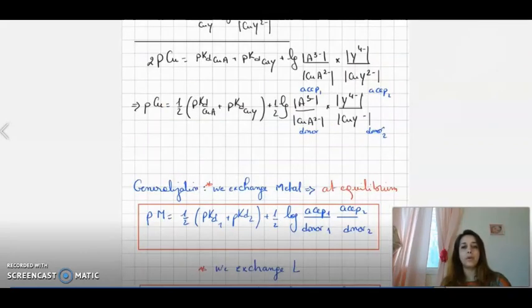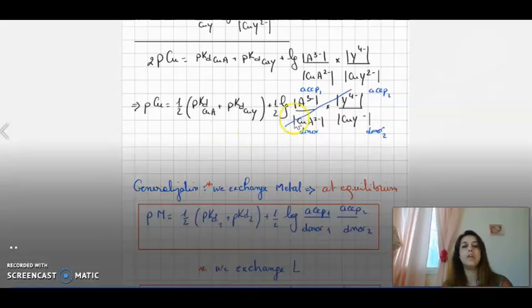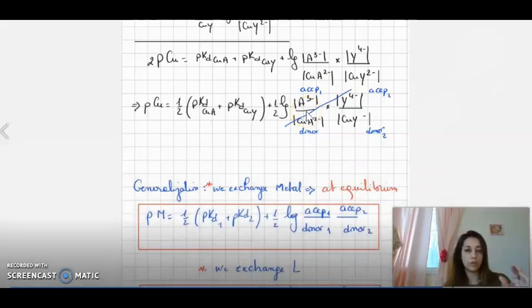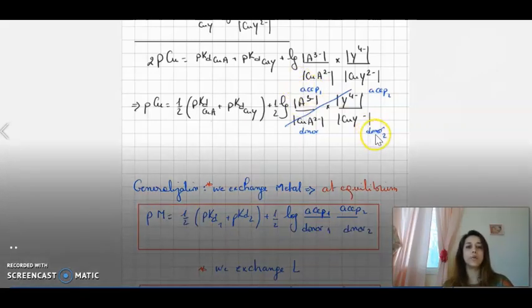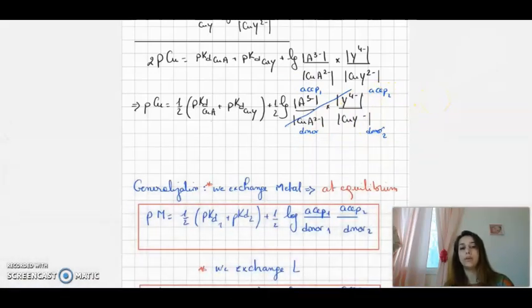If we go back to our exercise and we put each concentration and each pKd at its value, we will have pCu equal 15.7. As we have equilibrium between acceptor of a couple and donor of another couple at the same concentration, the product will also have the same concentration. So acceptor 1 equal donor 2 and acceptor 2 equal donor 1. So pCu at equivalence equal half pKd plus pKd.